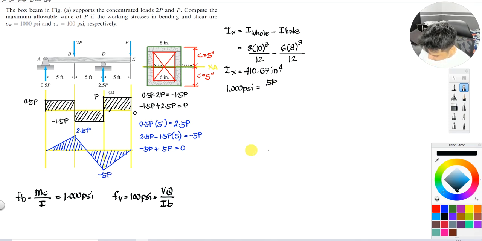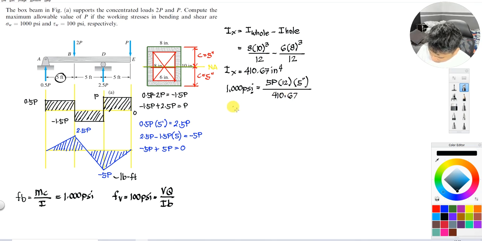Kaya lang take note of this. Yung 5P mo, ang unit niyan is pound-feet. Kasi feet to eh. Okay? So, kailangan i-convert natin siya sa inch. Bakit? Kasi naka-inch yung ating stress, pati naka-inch yung ating I. Okay? Pati yung C natin, ano yung value ng C? 5. Again, inches din yun. Okay? All over, MC all over I. So, we can have it 410.67.